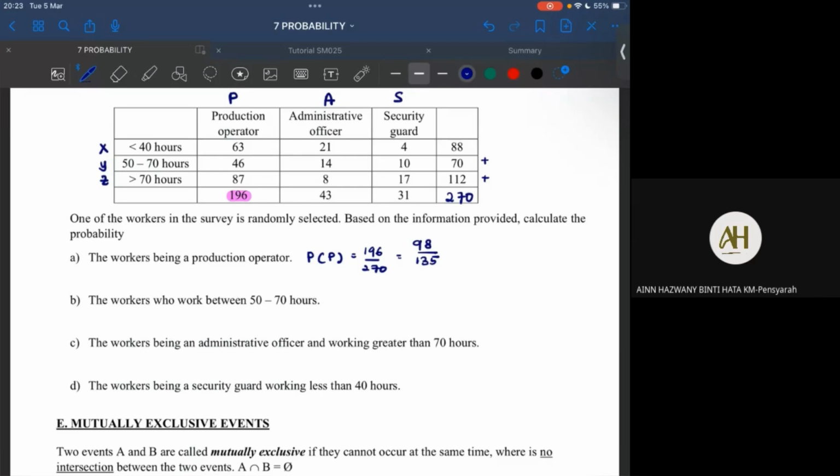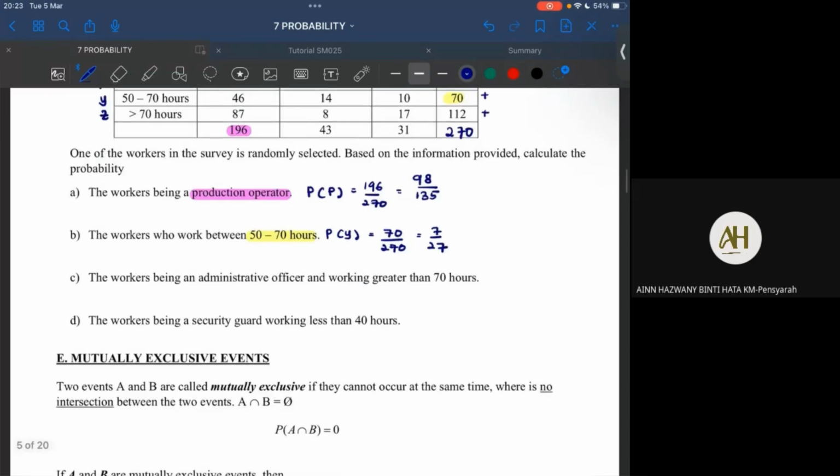Okay, so and then the workers who work between 50 to 70 hours. Ini tadi production operator. Work between 50 to 70 hours. Kesemua yang work between 50 to 70 hours. This one, and this one. So that should be 70. Okay. Let's put this as P(Y) equals to 70 over 270. So we have 7 over 27.